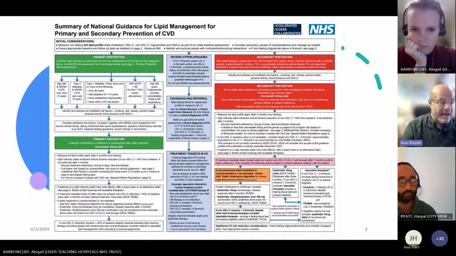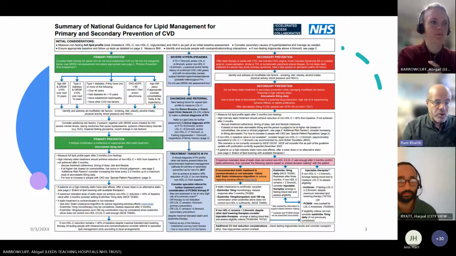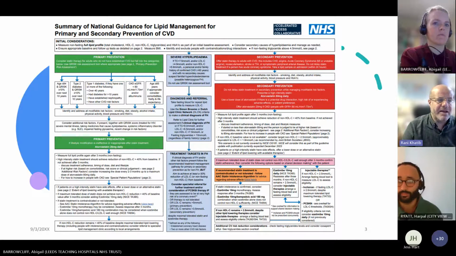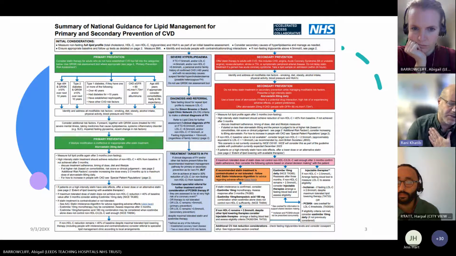The middle column is all about when you've got somebody with severe hyperlipidemia. So when to suspect that somebody could have FH, familial hypercholesterolemia, and how to assess for it while you're managing them as secondary or primary prevention. So this is just telling you that if somebody's total cholesterol is more than 7.5, or somebody's LDL is more than 4.9, you need to start thinking, could it be FH? It may not be, but it suggests that you do additional tests and checks.